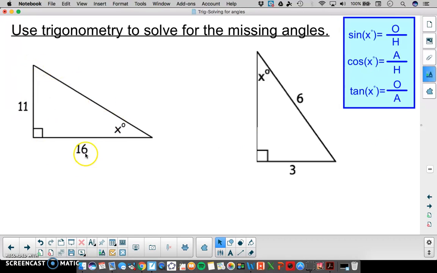Here are two examples that I want you guys to try to solve for x degrees in each one of these triangles.